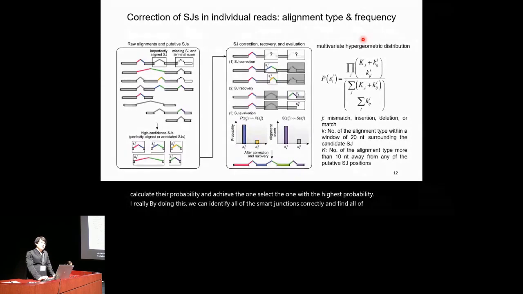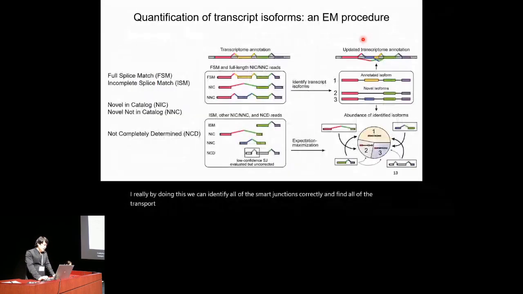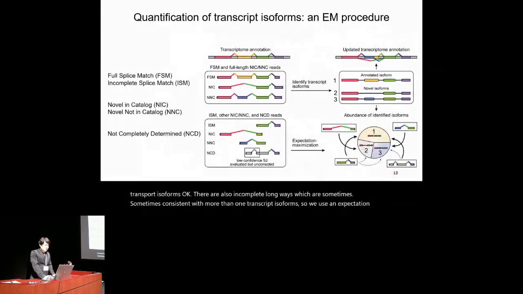the transcript isoforms. Okay, there are also incomplete long reads, which are sometimes consistent with more than one transcript isoform. So we use an expectation maximization step to assign them, which will help us to accurately quantify all of the transcript isoforms.